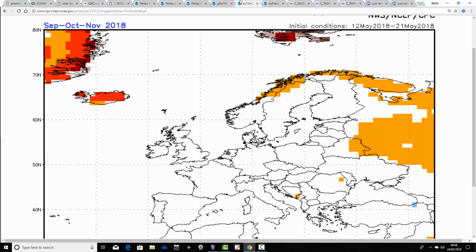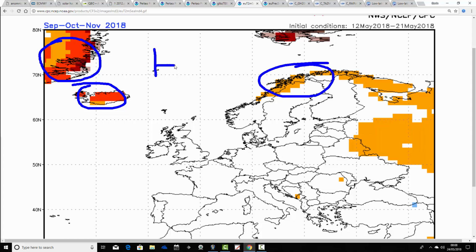Temperature anomalies are very, very weak from the CFS V2. No real signal either way, other than it is coming out with warmer than average temperature anomalies for Iceland, also for eastern parts of Greenland and the far north of Scandinavia. So this could all be indicative of high pressure being to the north, in the northern latitudes for this autumn, and if it is, then we might see the jet stream going on more of a southerly track.